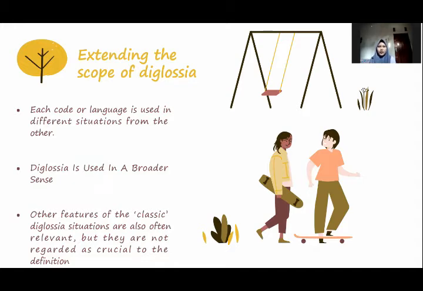And third, other features of the classic diglossia situation are also often relevant, but they are not regarded as crucial to the definition. So, the H variety is generally the prestige variety, but people may also be attached to and admire the L variety, as in Paraguay, where people are typically proud of Guarani. L is learned at home and the H variety in school, but some people may use H in the home too, as in Sauris where parents use Italian with children in order to prepare them for school.